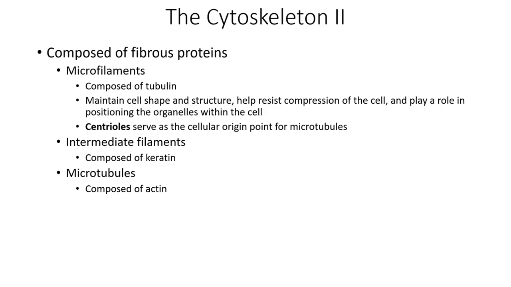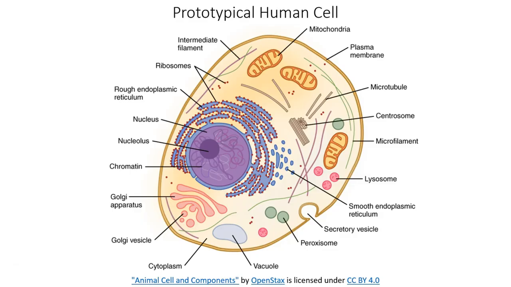Centrioles are a subtype of microfilaments, and these are the origin point for microtubules. Intermediate filaments are made out of keratin. Keratin is the same thing that our nails and hair are made out of. And then microtubules are made out of a protein called actin. We'll talk a lot about actin when we go over muscle contractions. It is really, really essential for muscle contraction, but also in the cell for reproductive purposes.